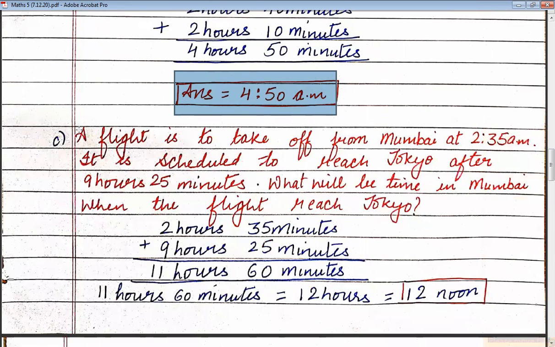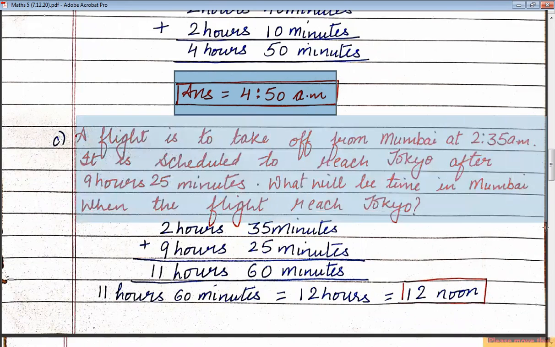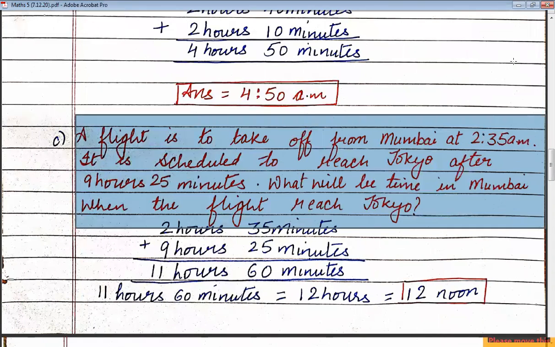Let's read the statement. A flight is to take off from Mumbai at 2:35 a.m. It is scheduled to reach Tokyo after 9 hours 25 minutes. What will be time in Mumbai when the flight reach Tokyo? So children, here what is the time right now? Your time is 2:35 a.m. What is your time? 2:35 a.m. It means 2 hours 35 minutes.